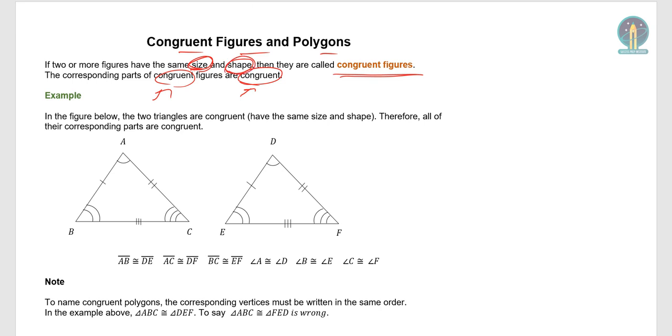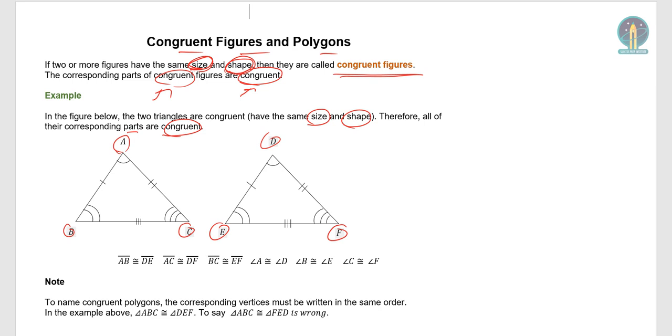Let's look at this example. In the figure below, the two triangles are congruent, meaning they have the same size and shape. Therefore, all of their corresponding parts are congruent. Okay? So triangle ABC and triangle DEF, right? Every side and every angle is equivalent to the same side or same angle in the other triangle.